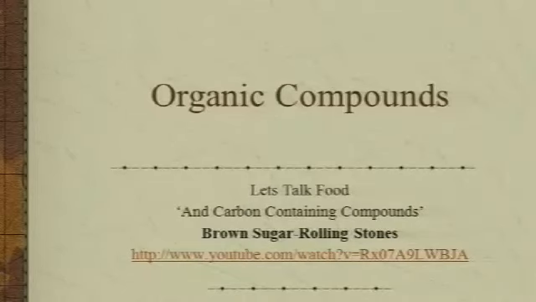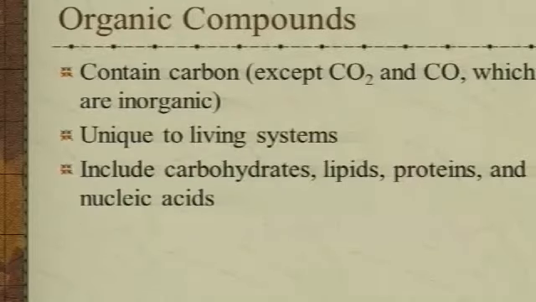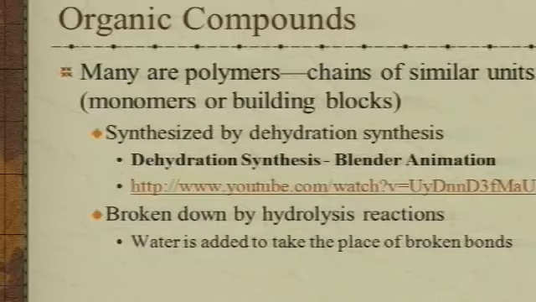So organic compounds are going to be carbs, lipids, and proteins, unique to living systems. Oh, there it is right there. Carbs, lipids, proteins, and nucleic acids actually are in there as well. Many are polymers, which means that they are chains of similar units.